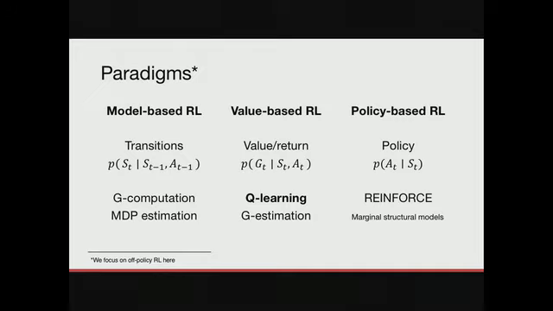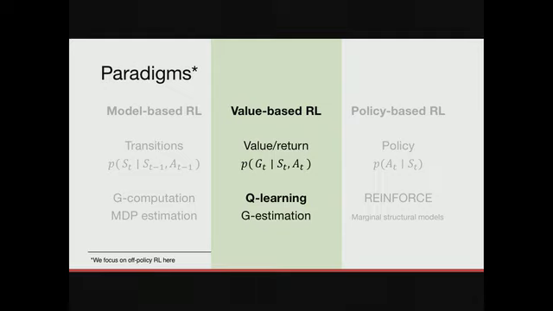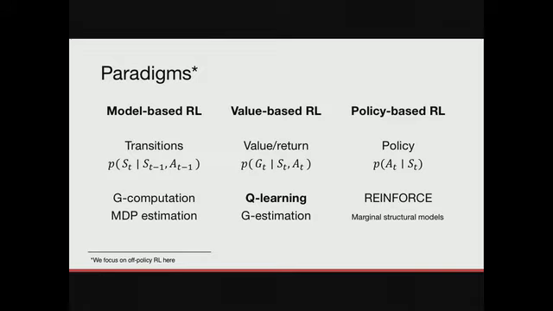There are several examples of model-based RL. One of them is G computation, which comes out of the statistics literature, if you like. And MDPs, MDP stands for Markov decision process, which is essentially trying to estimate the whole distribution that we talked about before. There are various upsides and downsides of this. We won't have time to go into all of these paradigms today. We will actually focus only on value-based RL today. But you can ask me offline if you're interested in model-based RL.